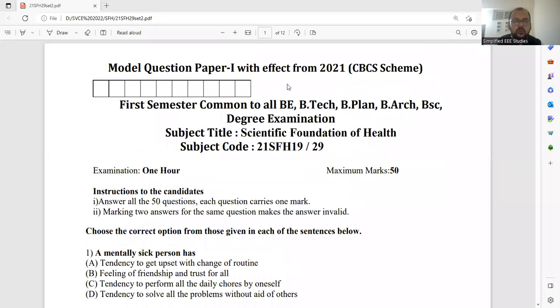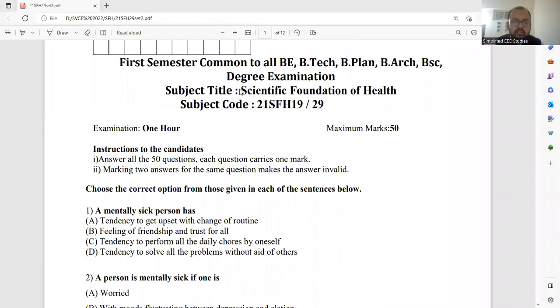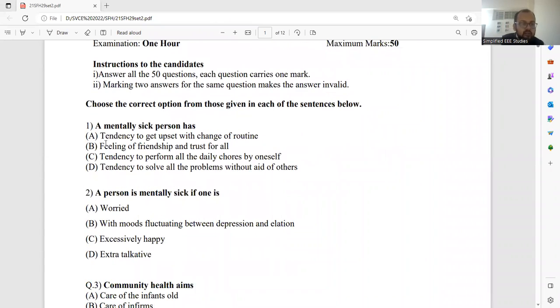Let me move on to the model question paper set 2 of the subject Scientific Foundation of Health, which has 1 credit. Moving on to the first question. Please read the first question and try to understand.